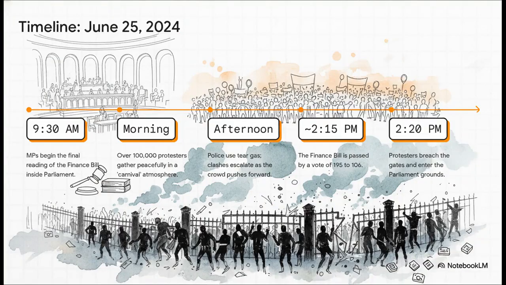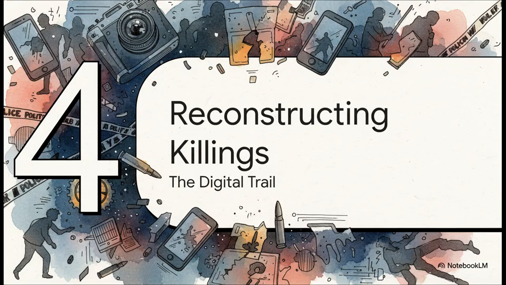The day just unraveled with incredible speed. Inside Parliament, you've got MPs debating. Outside, this massive crowd is gathering peacefully. But as police tactics got harsher and word spread that the bill had actually passed, the mood just completely shifted. And then at 2:20 p.m., the dam broke. Protesters surged right onto the parliamentary grounds. In the chaos that followed, shots were fired and lives were lost.